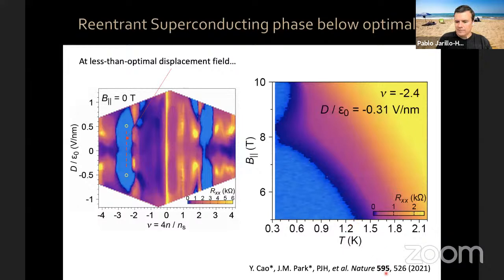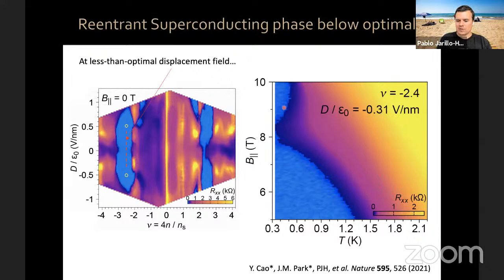What we see is that TBKT, this light blue region tells you where zero resistance is. So TBKT here goes down with parallel magnetic field, reaches sort of zero, and then starts to increase again at finite, at higher magnetic field. Okay, this is called reentrant superconductivity. It cannot be explained by any of the other mechanisms that I mentioned, to the best of my knowledge.